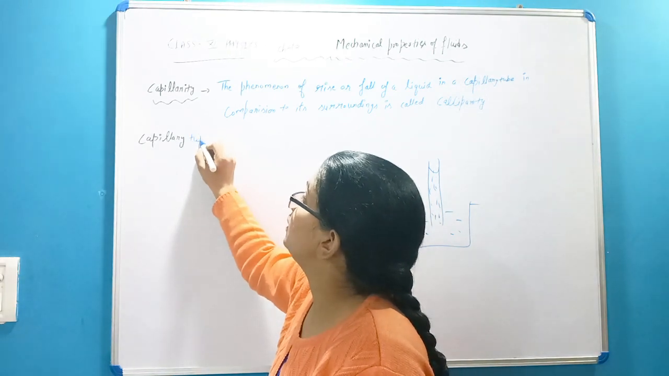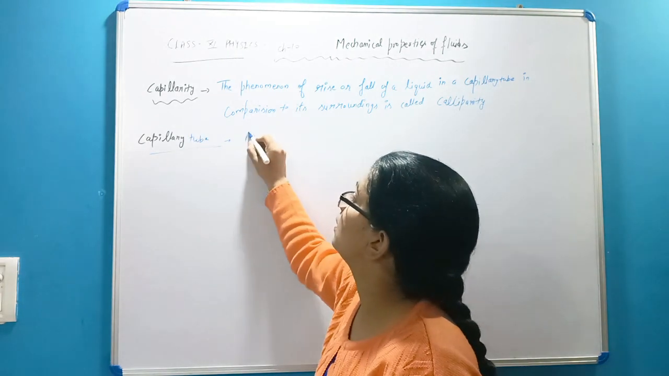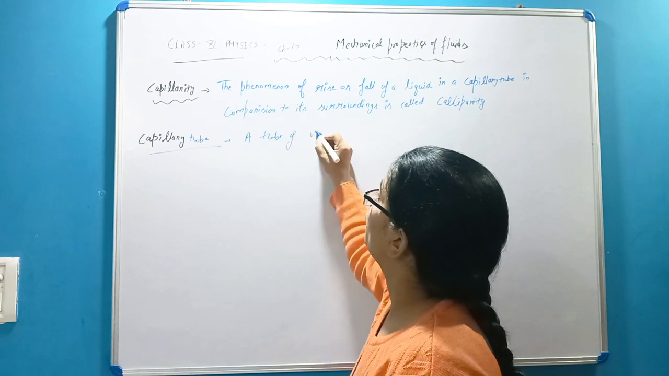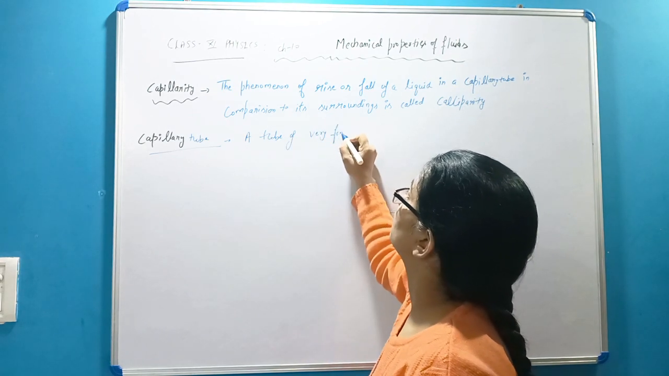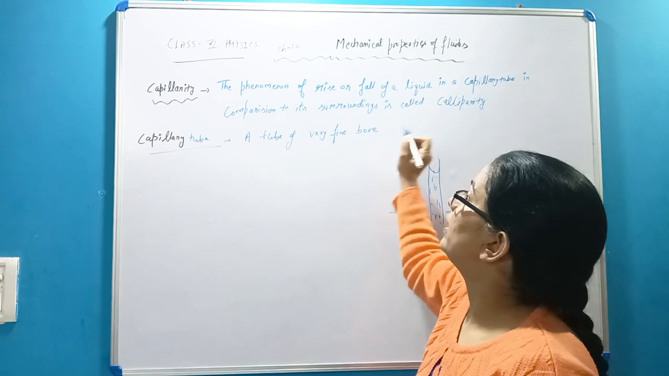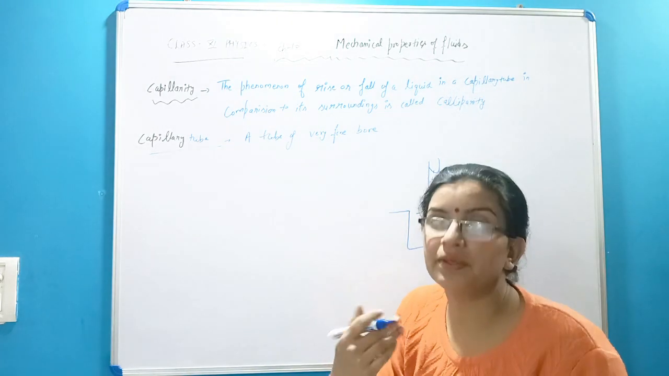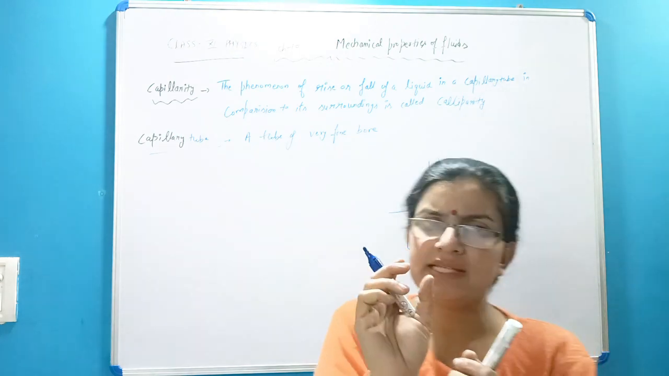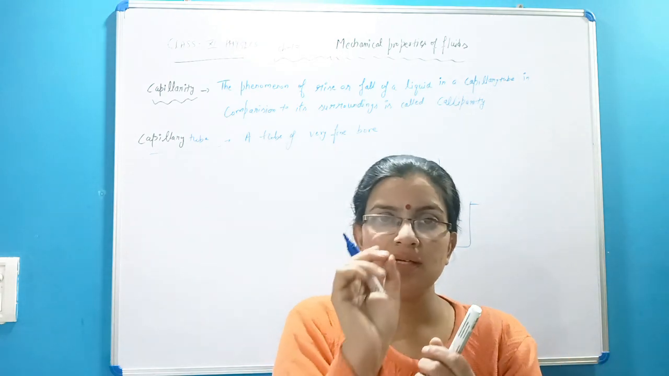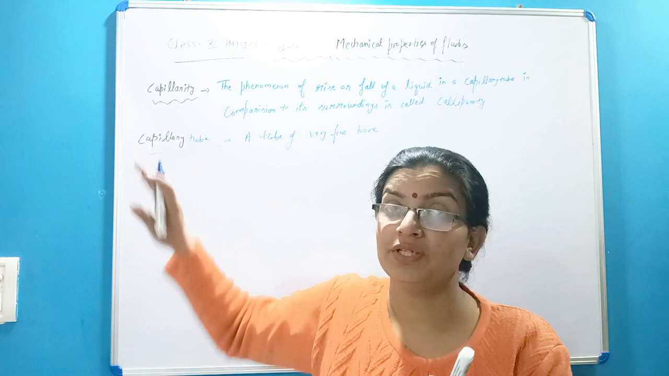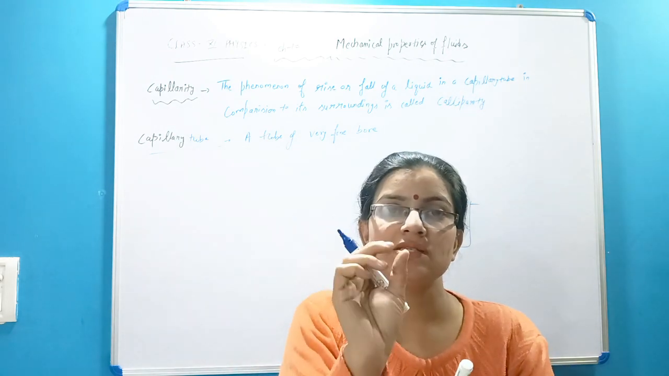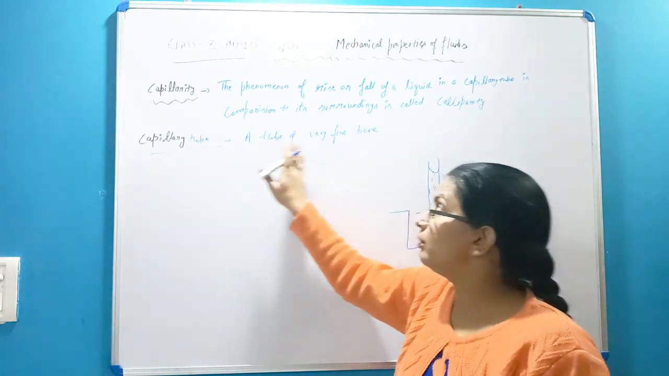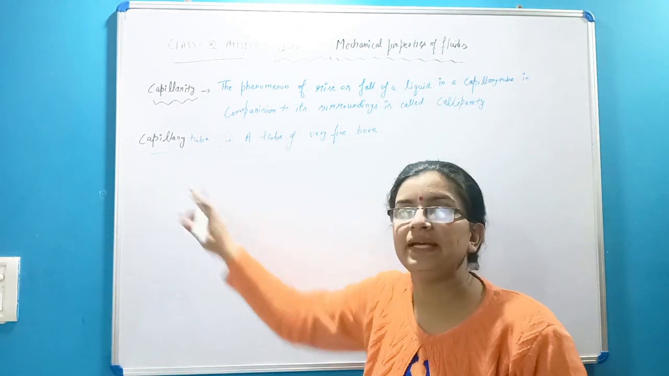A capillary tube is a tube of very fine bore. That means a hair-like bore. It is very small in size, the diameter of the tube being just like the size of a hair. So a tube of very fine bore is known as a capillary tube.